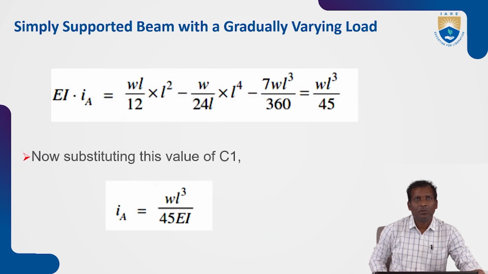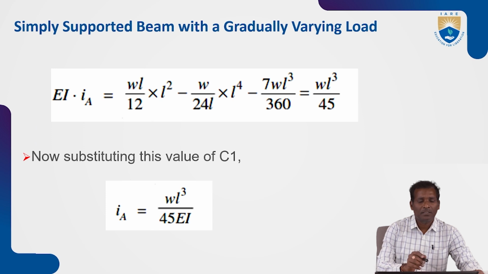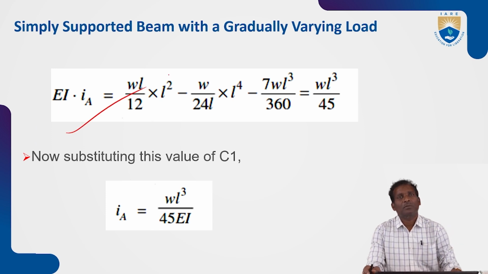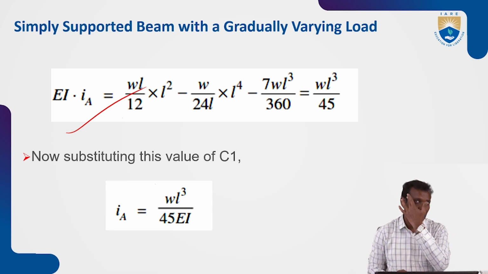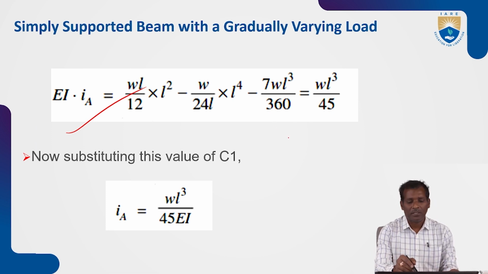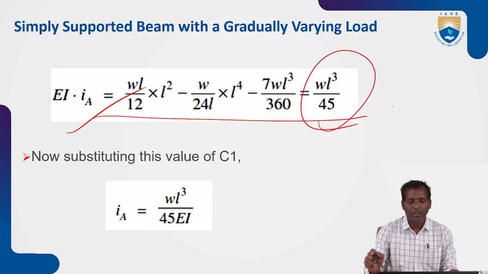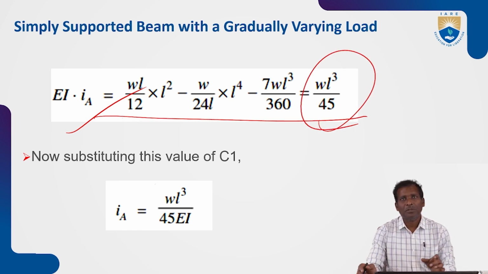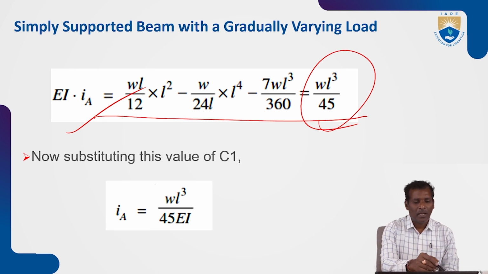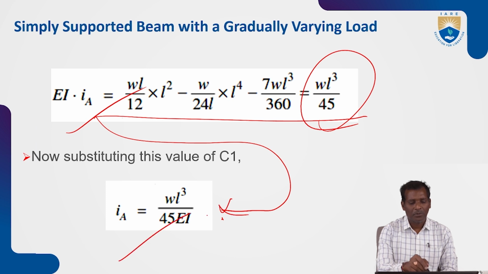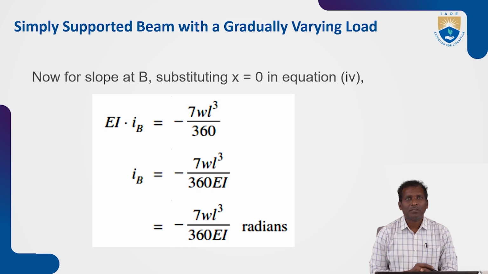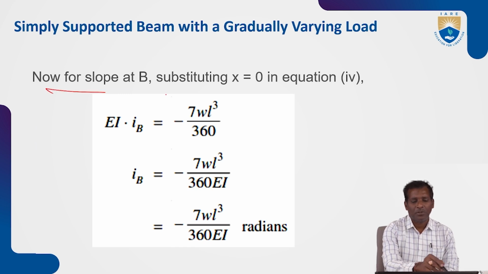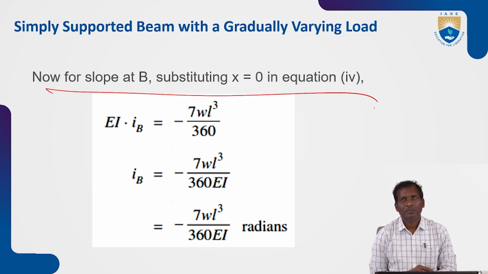So EI theta A is equal to WL by 12 into L square minus W by 24L into L to the power of 4 minus 7WL cube by 360. So after simplification, we will get WL cube by 45. So now theta A is equal to WL cube by 45 EI. Now for slope at B, substituting x is equal to 0 in equation 4.